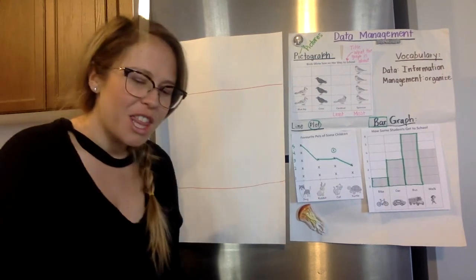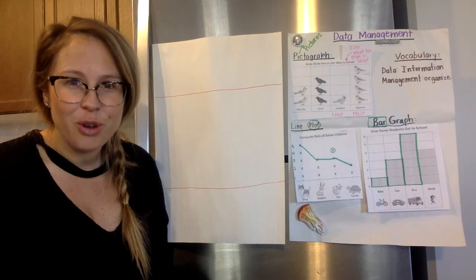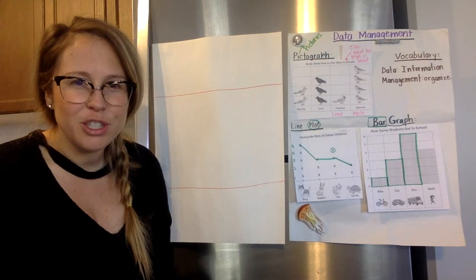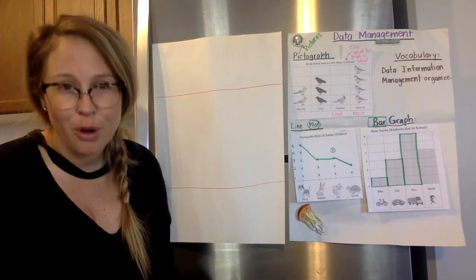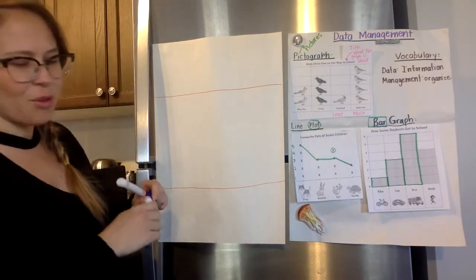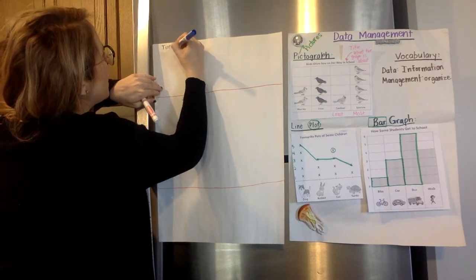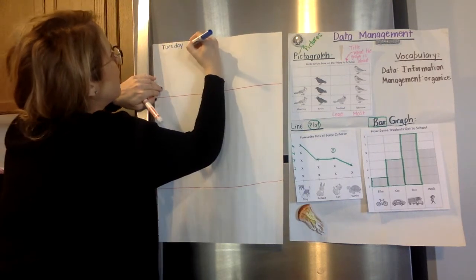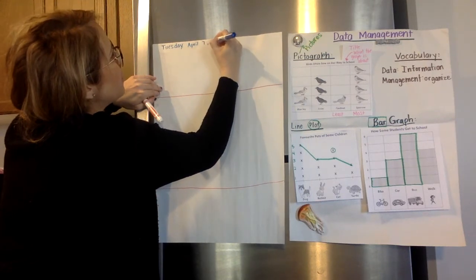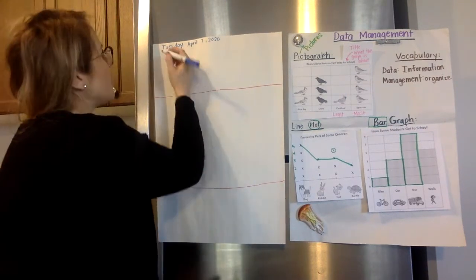For the time, you're actually going to find a clock in your home. And for the addition and subtraction questions each day, you're going to be able to make up your own, as long as they're double digit, okay? So the very first thing is the date. Today is Tuesday, April the 7th, 2020.